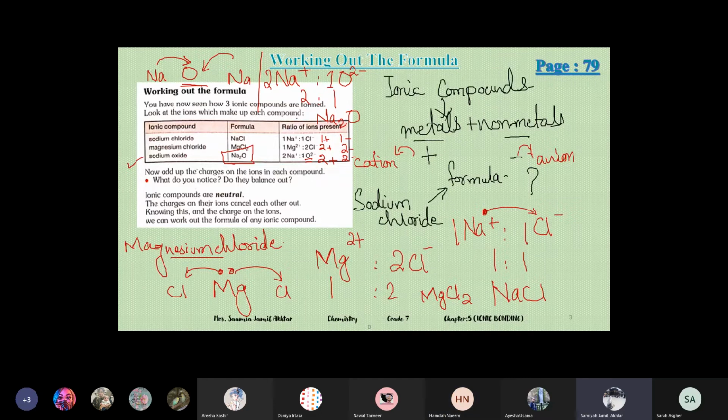Ionic compounds are neutral. This question can also come: why are ionic compounds neutral? Because the charges on their ions cancel each other out. You can write that the positive charges and the negative charges on their ions are balanced, they cancel out each other. That is why ionic compounds are on the whole neutral. Similarly, in atoms, the positive protons and negative electrons are equal. Similarly in ionic compounds, the positive charges and negative charges are always equal. Got it?